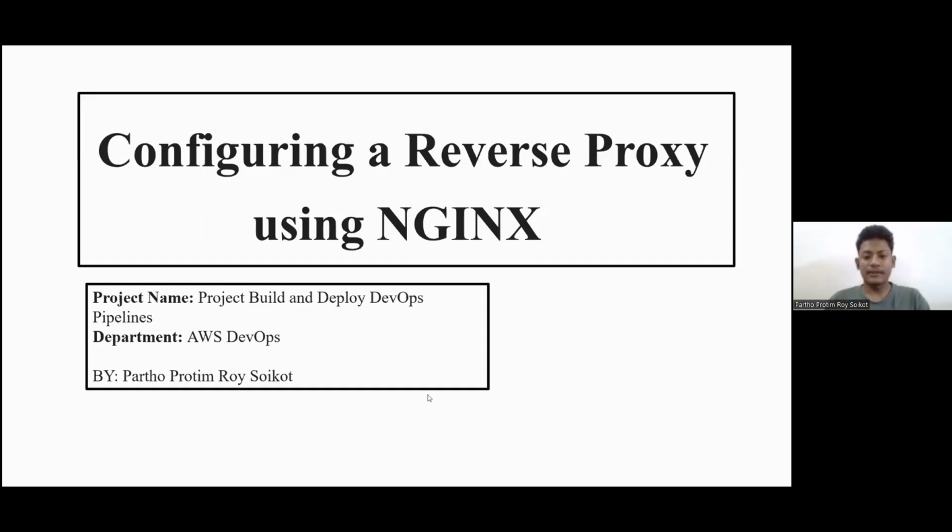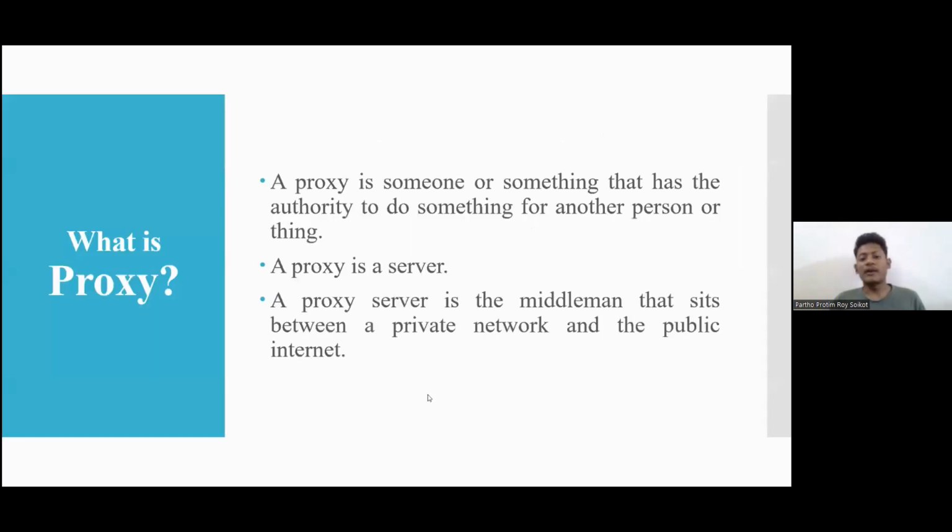Okay, sir. So then I'm starting my presentation, sir. What is proxy? Proxy is basically a server. It stands between the private network and the public network, and it forwards the request from private network to public network. So it acts as a medium between two things. So there are basically two types of proxy networks. One is forward proxy and one is reverse proxy.